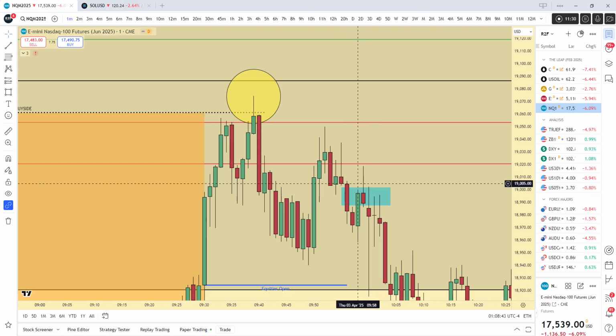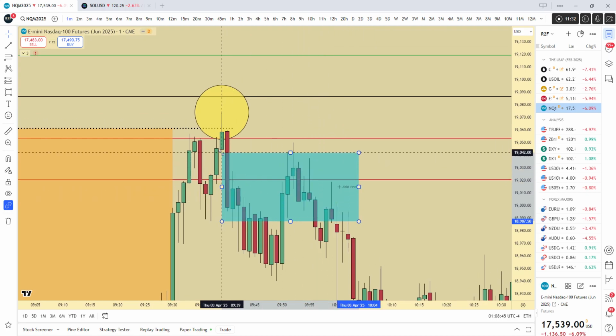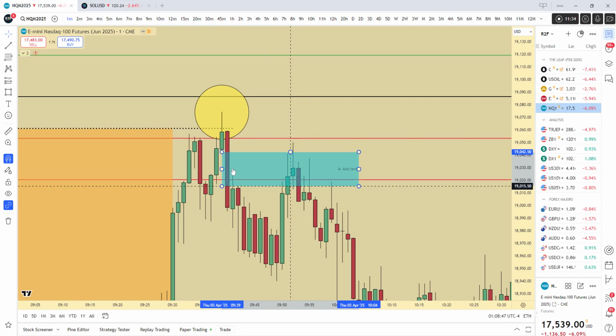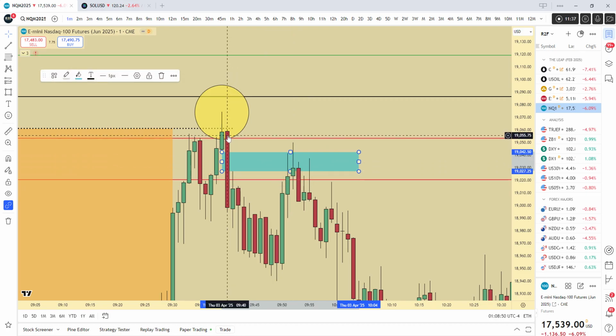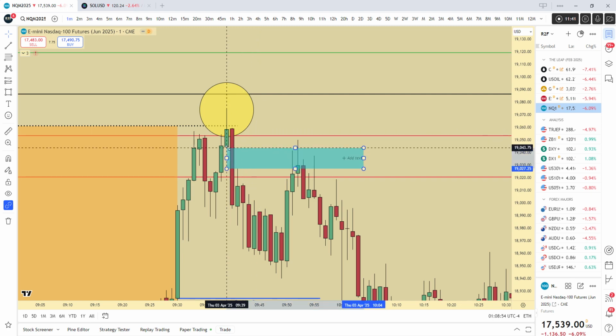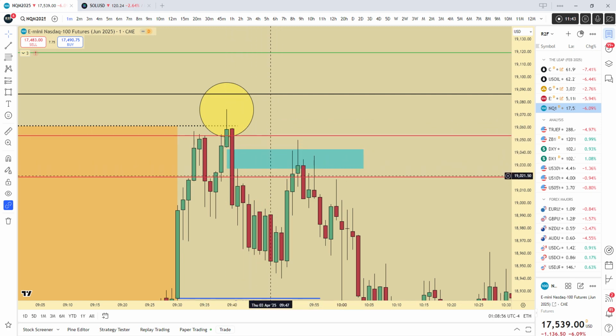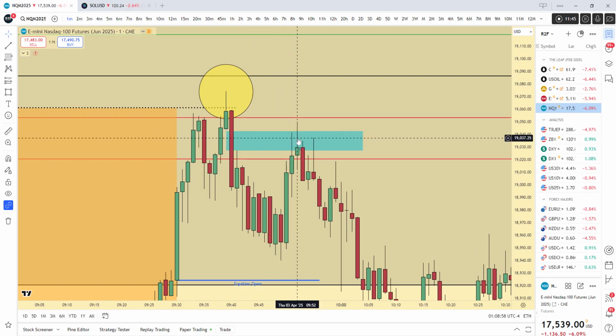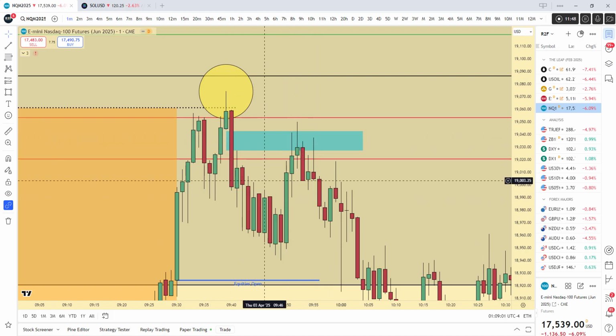Okay, at this fair value gap, one could have taken it here as a turtle soup, possibly, if they were keyed in or lucky. Or alternatively, at this rebalance of this gap over here, after taking out this.